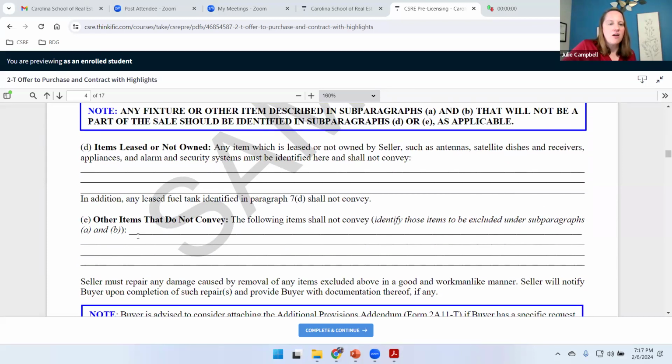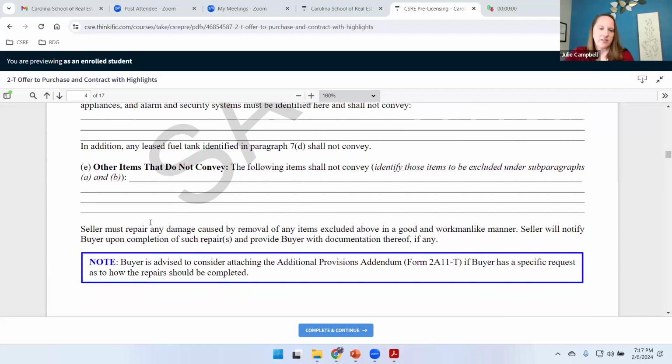Other items that do not convey. If the seller's going to take a fixture that the buyer sees. Now, remember we said in a perfect world, the seller would take the fixture down before I ever show up for picture day and before we ever list it. But if the seller's not going to take it down, if the buyer sees it, then we need to make sure that we exclude it because it's not going to convey. The seller's going to take it with them.